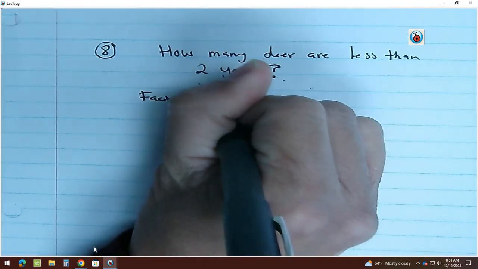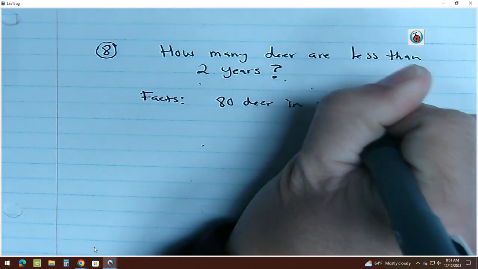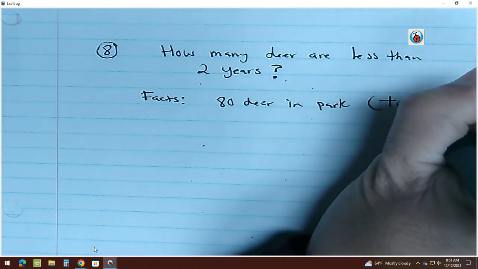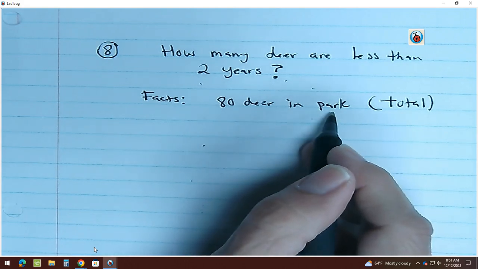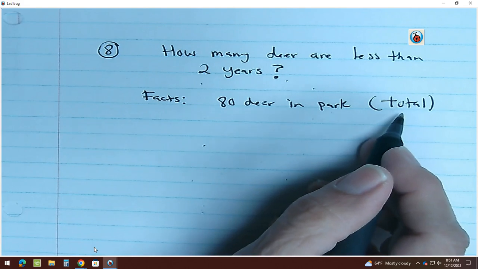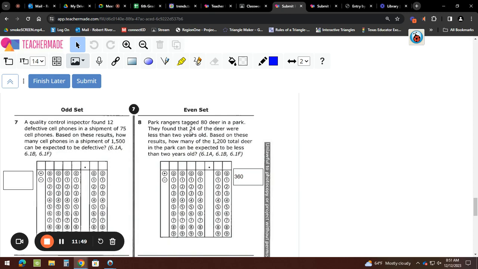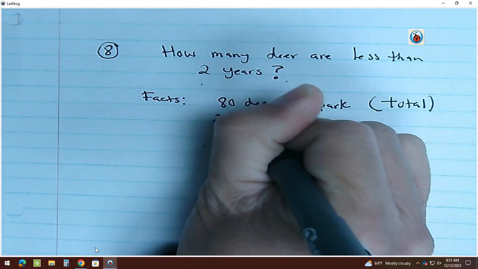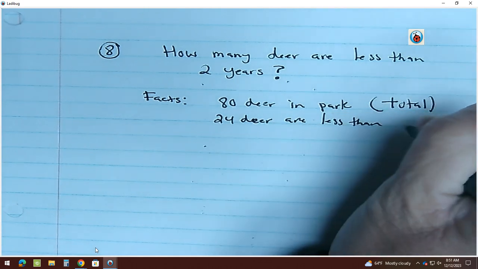80 deer in park. If there's 80 deer in the park, that would be the total. Because they're telling you, hay 80 venaditos en el campo. So ese es el total de venados. Then, 24 of them were less than 2 years old. Oh, so 24 of them, 24 deer are less than 2 years.